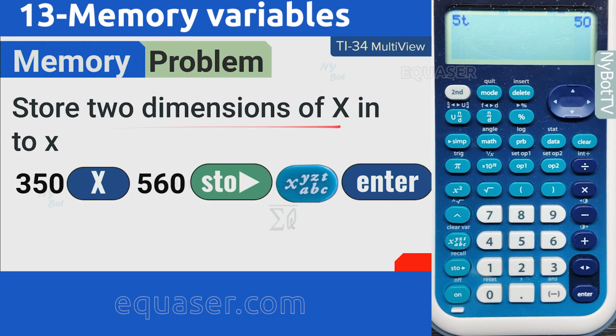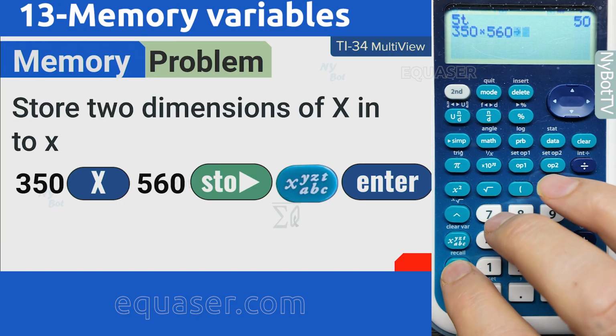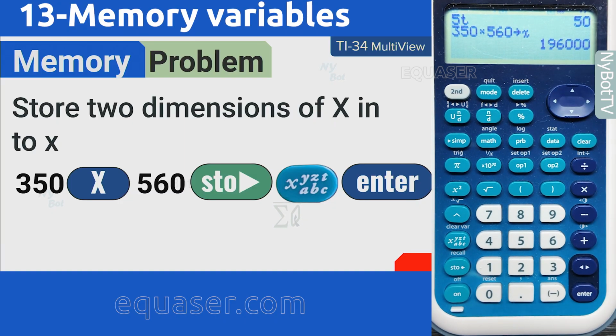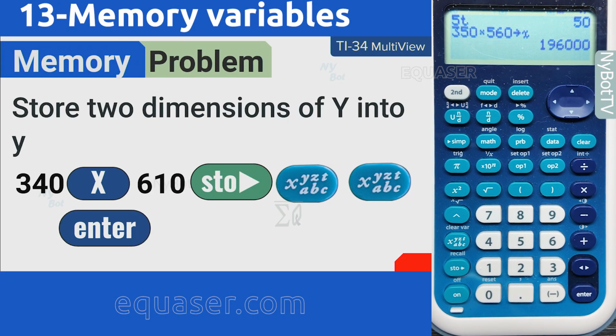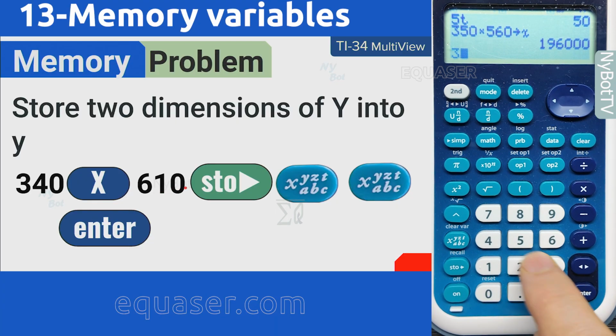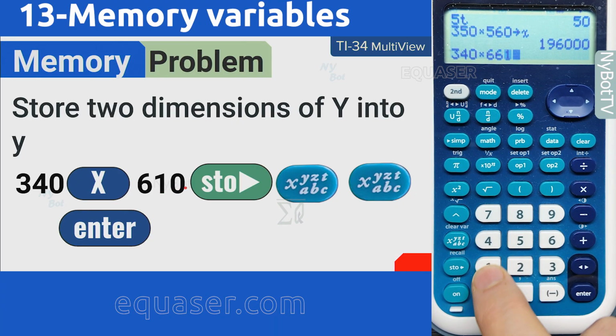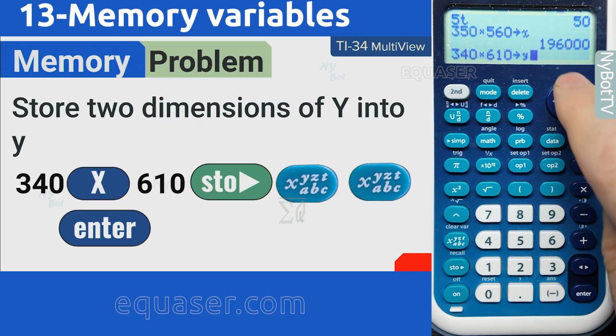For dimension of X, now store 2 dimensions of X in a variable X. This is capital X, this is small x. So 350 times 560, and then store, press X, and that's enough. So this is the 2 dimension. We just need to add 3 dimension to get it. And now for the y, the first one 340 and 610, 340 times 610, store once, twice, it's y.